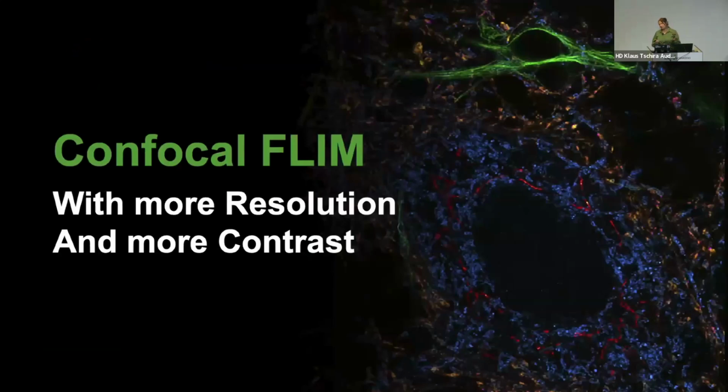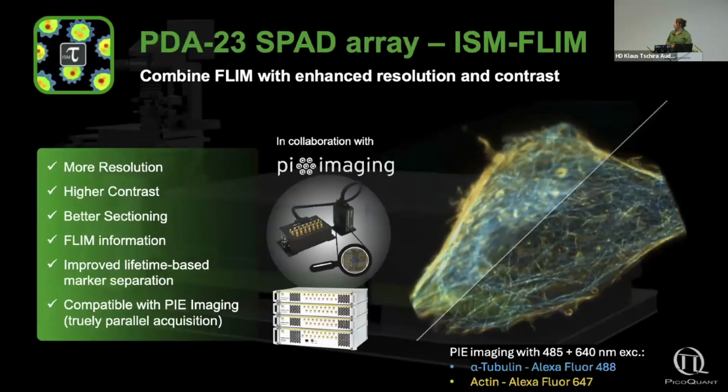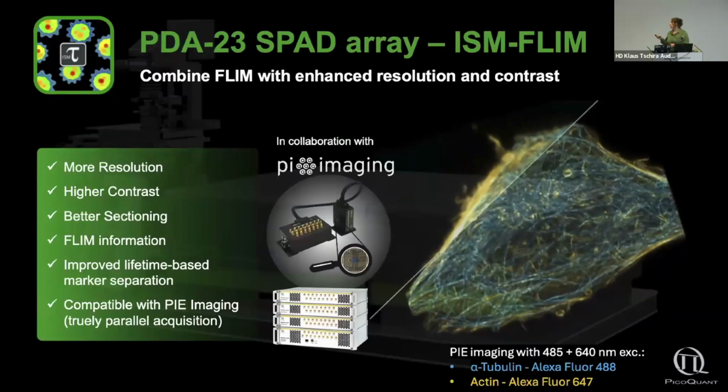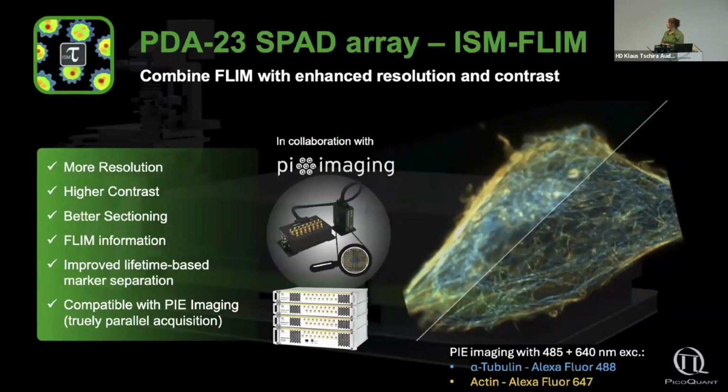Another new feature, I mentioned in the beginning, is that we have a spot array that is implemented in the Luminosa now, which offers confocal FLIM with more resolution and more contrast. So the idea is to use an array detector with an open pinhole configuration, but then use every spot of the array as its own pinhole, and then gain enhanced contrast and increased resolution. And in our case, we combine that together with lifetime contrast. This is in collaboration with PicoImaging, so the spot array comes from PicoImaging, and then we offer the MultiHarp 160 TCSPC electronics with enough channels to include lifetime for every one of these 23 spots in the spot array.